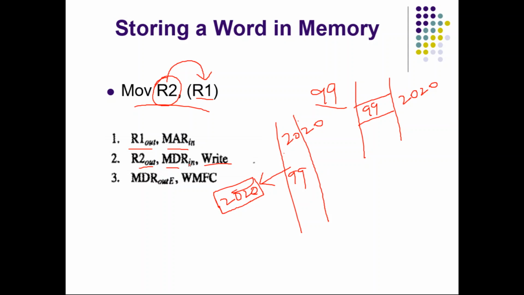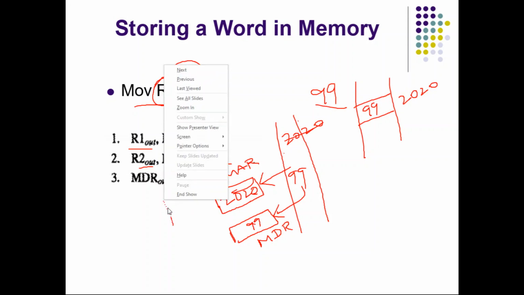And MDR in. This is MAR. MAR contains 2020. That is the address to which the data should be written. And now you are activating MDR in. So now the system bus contains 99, not 2020. When you activate MDR in, this 99 will get into MDR. So this is MDR and the top one is MAR. At the same time you are activating write, which means this data should be written to this location.